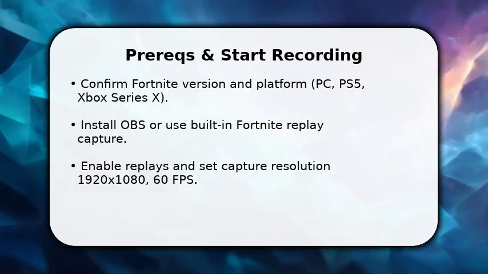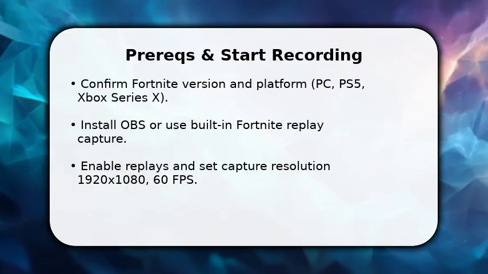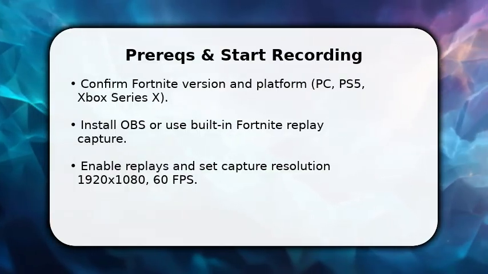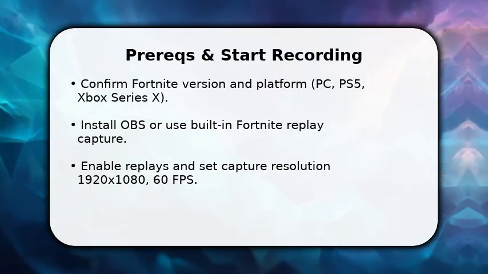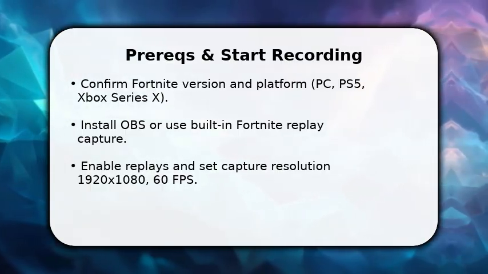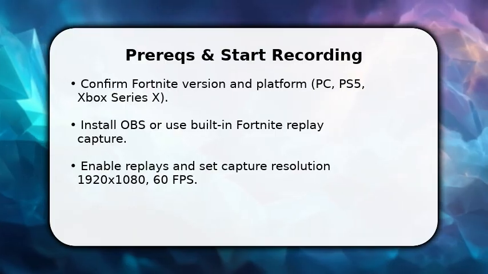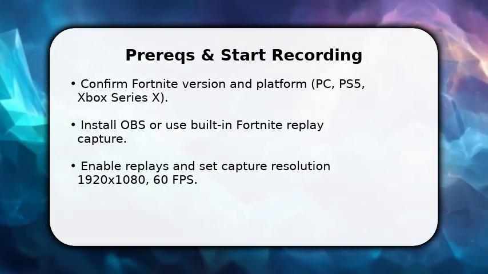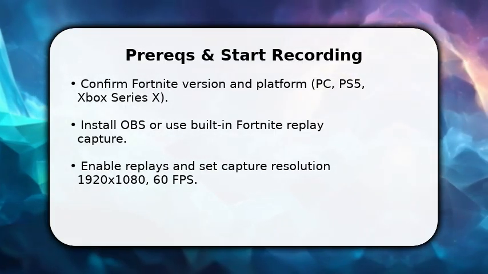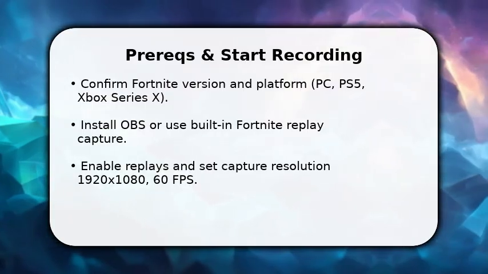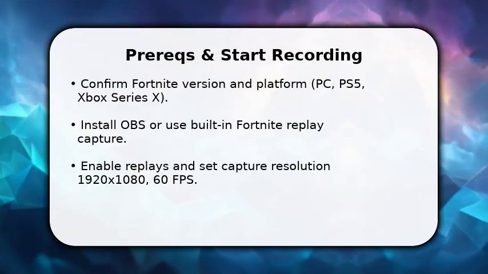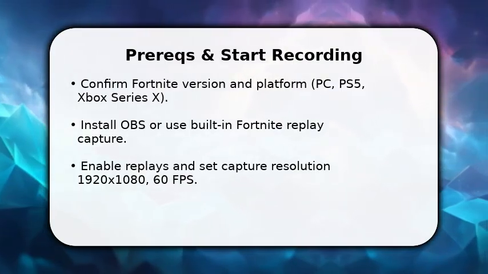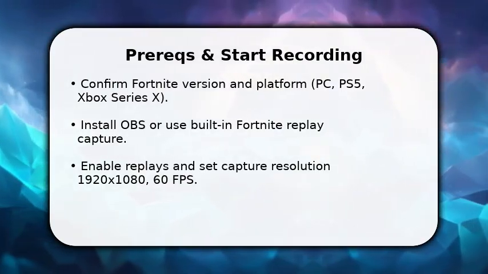You'll begin by making the environment ready. Enable replays in Fortnite and choose whether to use OBS or the game's replay capture. Once done, set your resolution to 1920x1080 and 60 FPS so subtitles sync cleanly. Make sure your game audio and voice chat are routed to separate channels. This lets you isolate speech for accurate SRT timing. Start a short test replay now to confirm everything records.